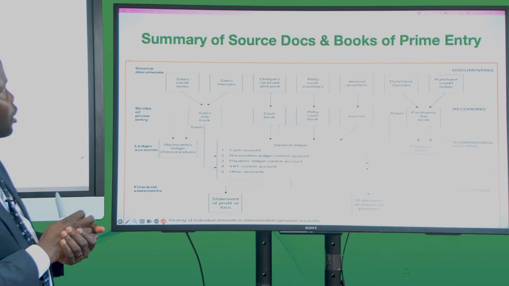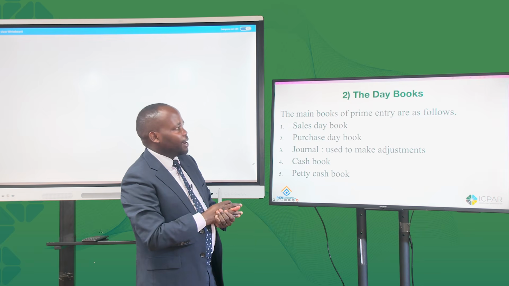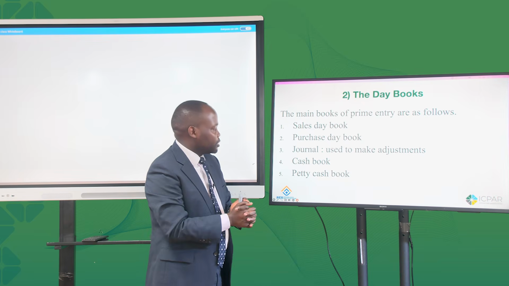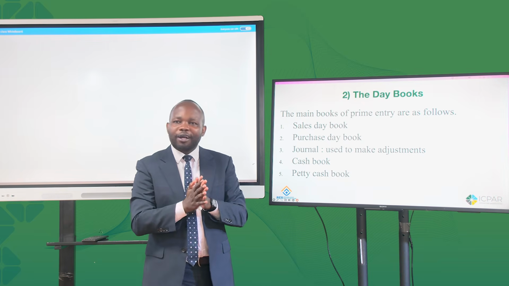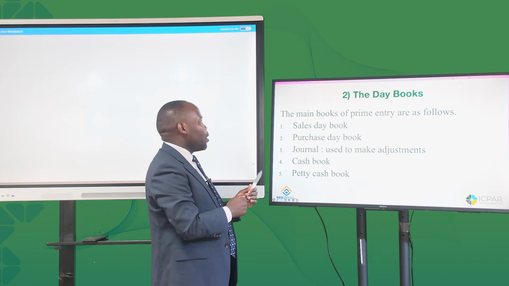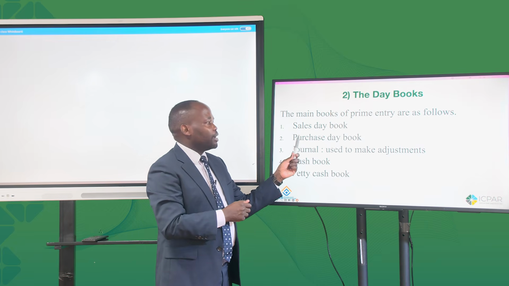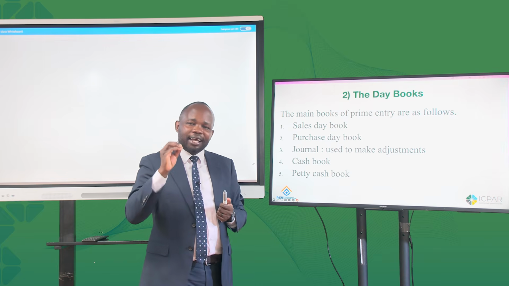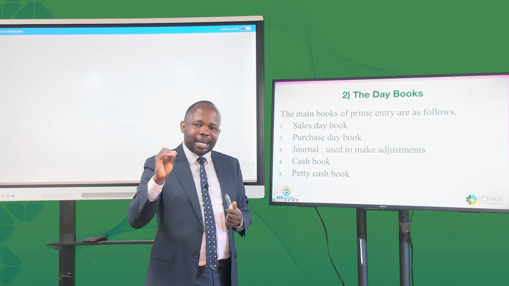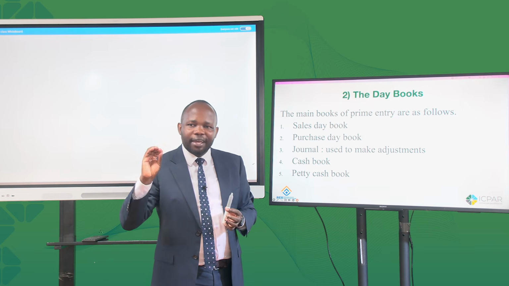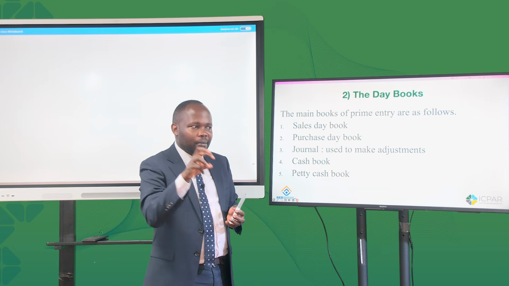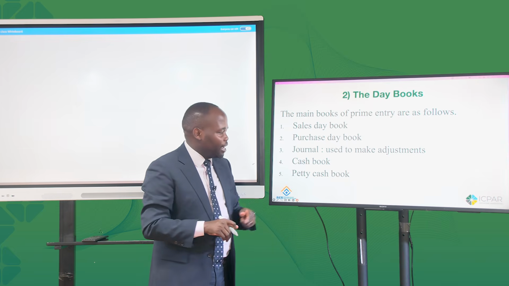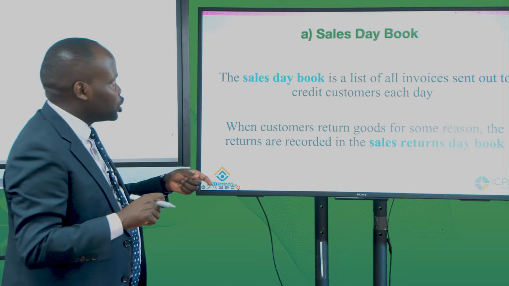Now, if we look at the day books, which day books are we going to focus on? Number one, we'll look at sales day book. Number two, purchase day book. Number three, a journal. Basically, a journal is used for adjustments and correction of errors. Errors are mistakes that were made when posting. And then we'll look at cash book. And finally, we'll look at petty cash book.